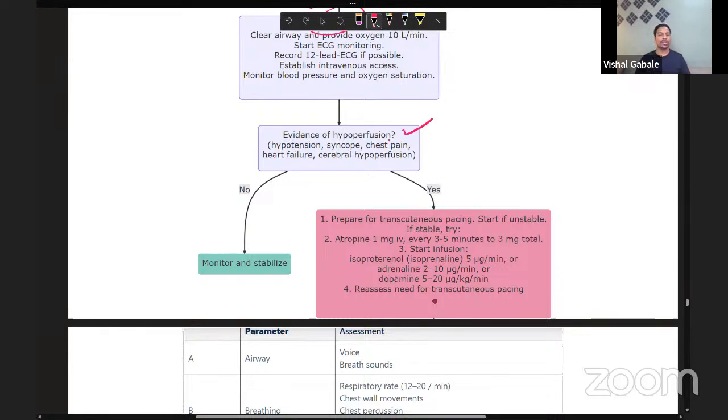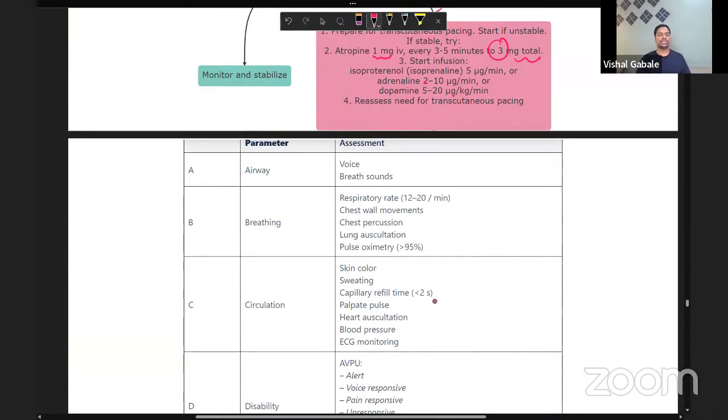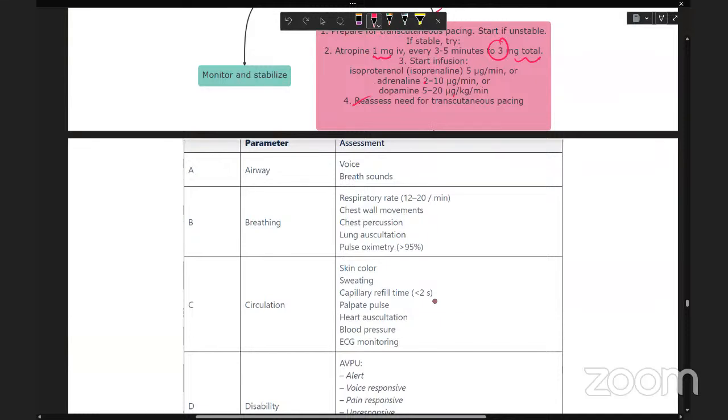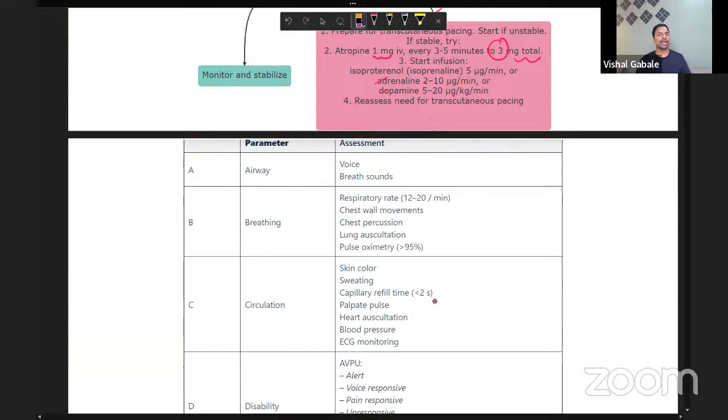And how do we manage? If we have to manage with pacing, we have to prepare the patient. Before that, you can give atropine 1 milligram IV every 3 to 5 minutes up to 3 milligrams total. That is about atropine, which is followed by isoproterenol, adrenaline, dopamine. Got it? And finally, you have to reassess and do transcutaneous pacing.